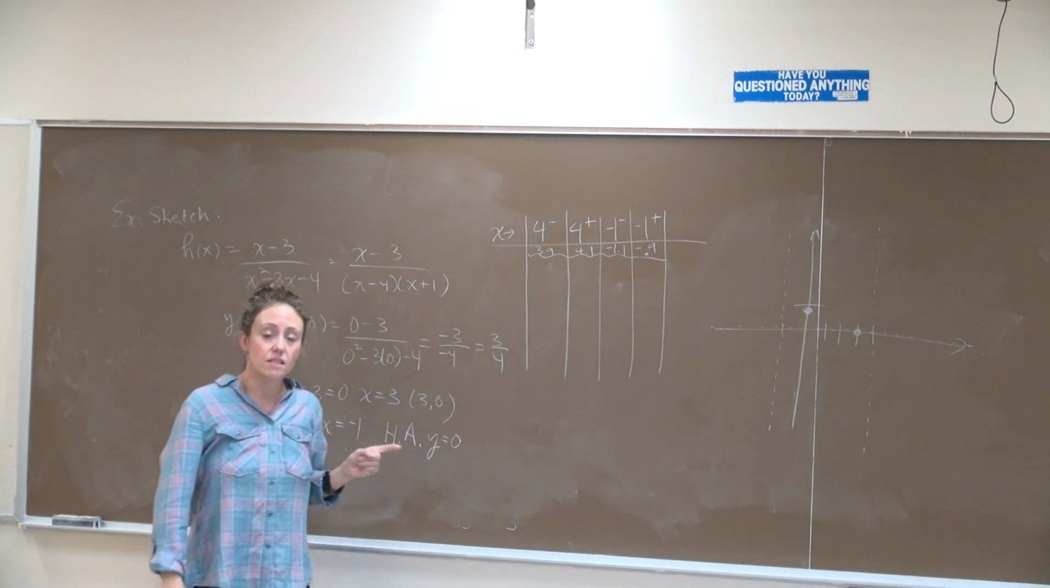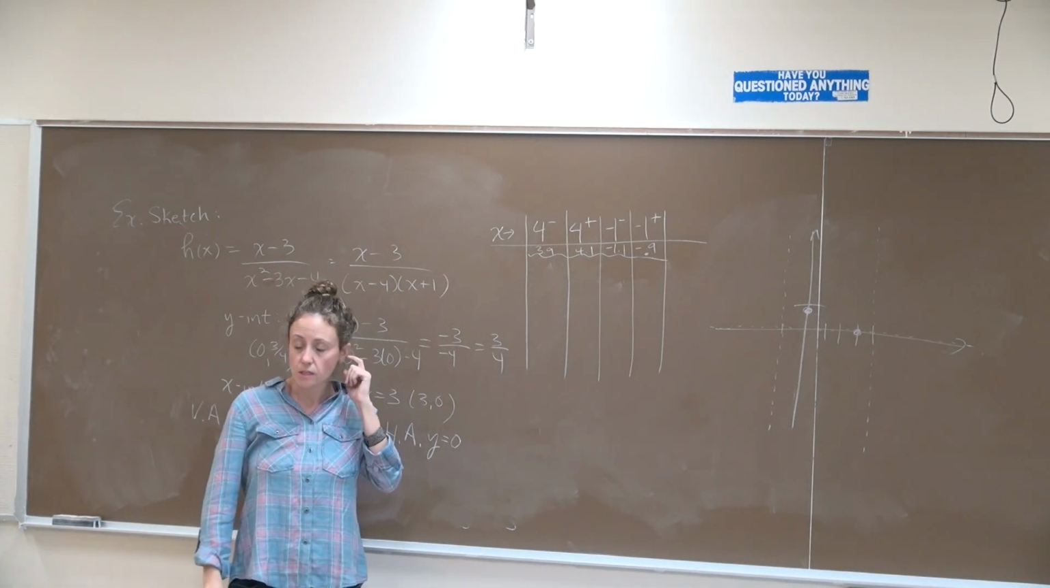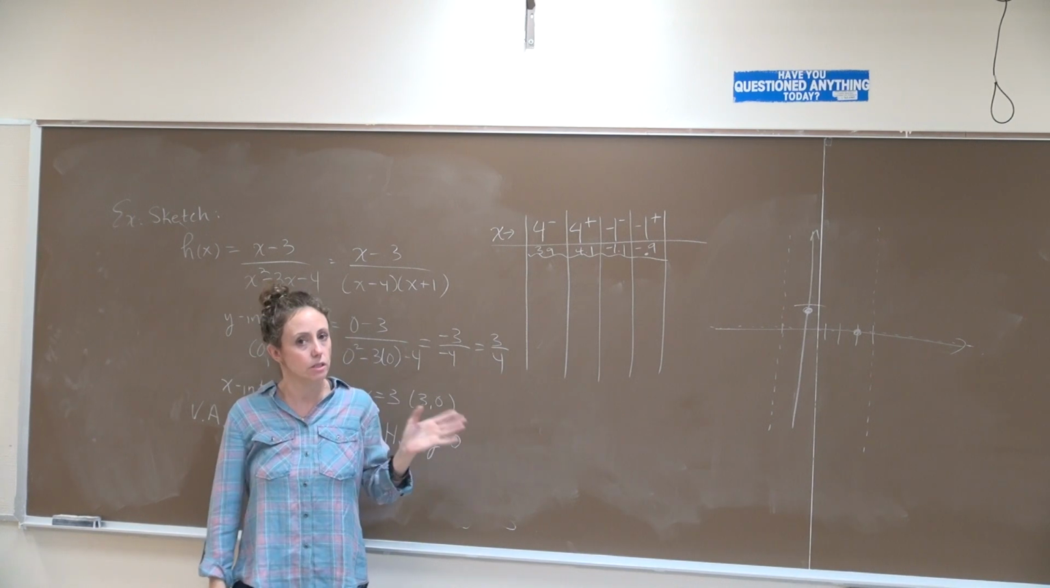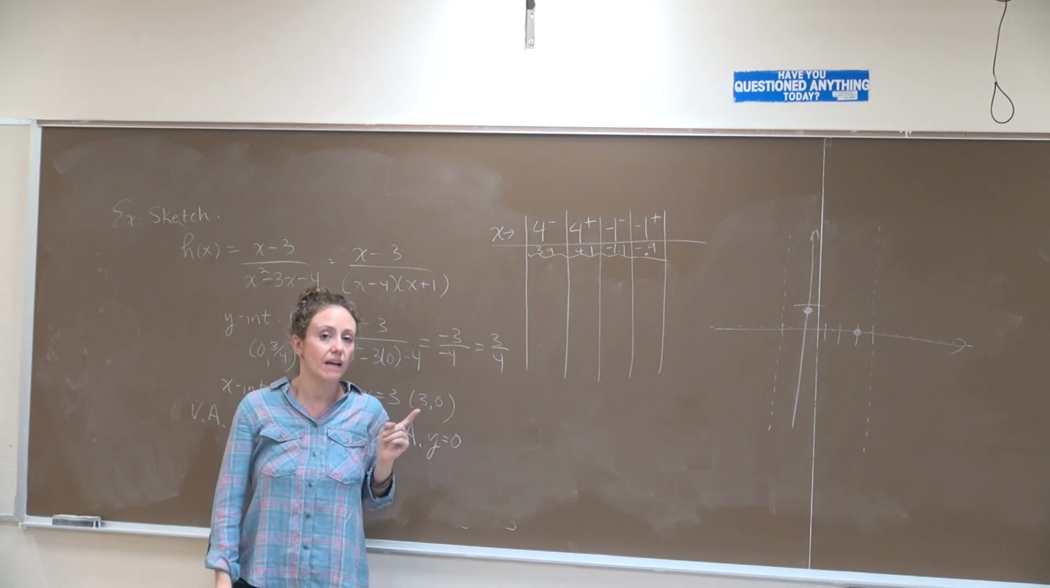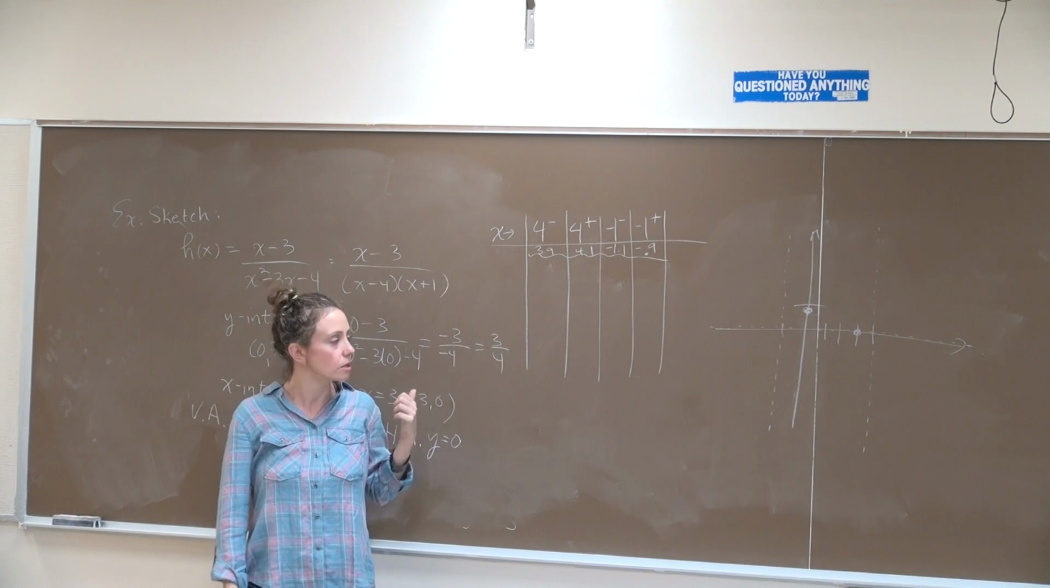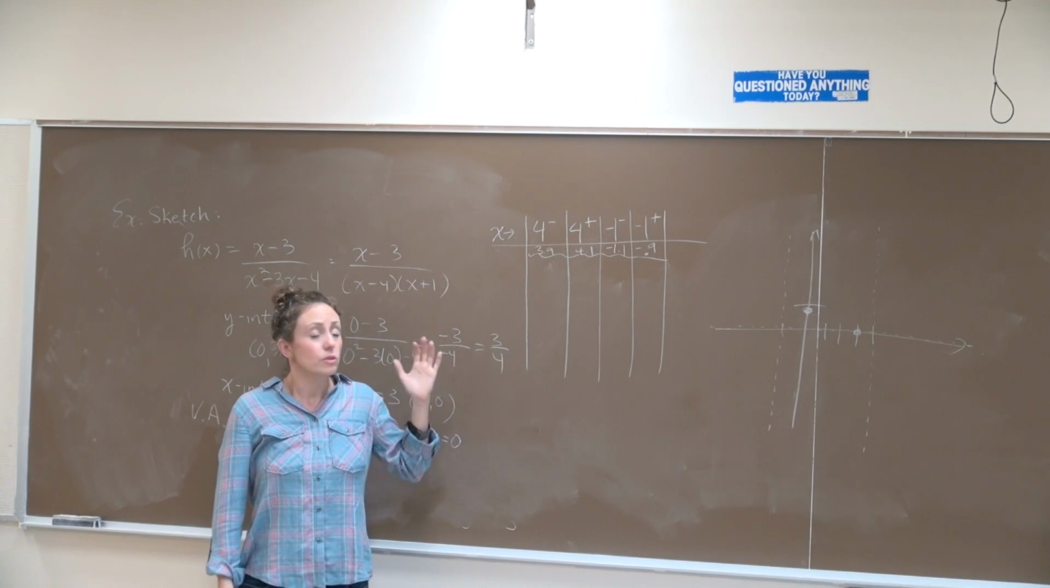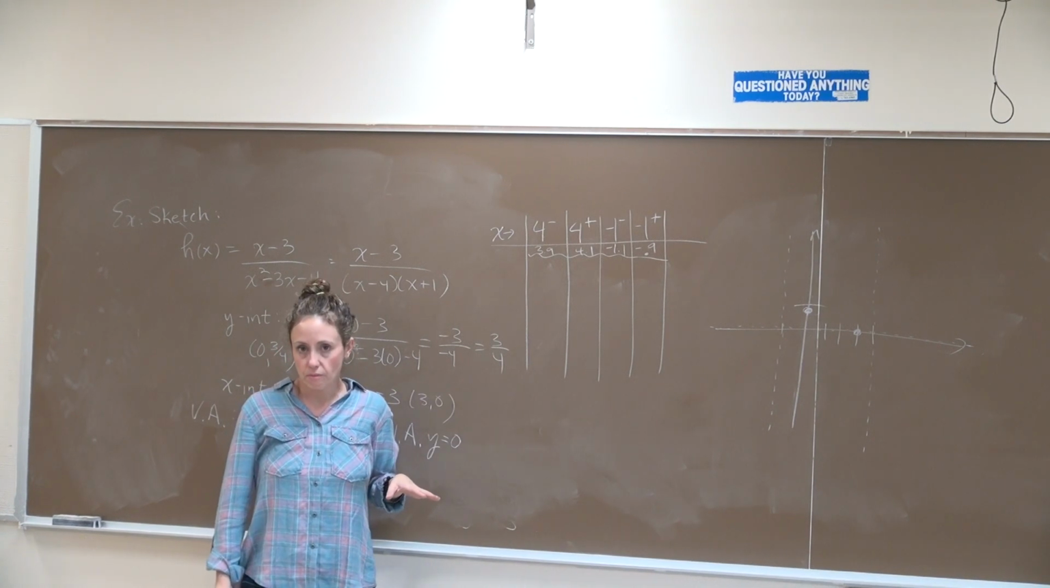Once I get these, I'm going to substitute these values back into the factored version, the original rational expression that we had. That will tell us very quickly if the quotient is going to be positive or negative.